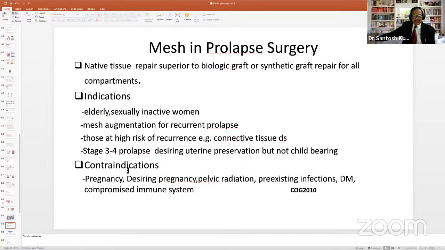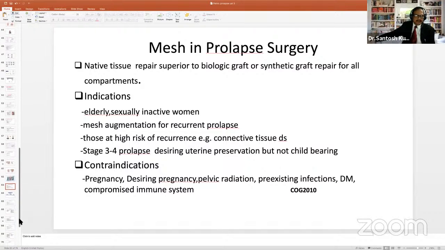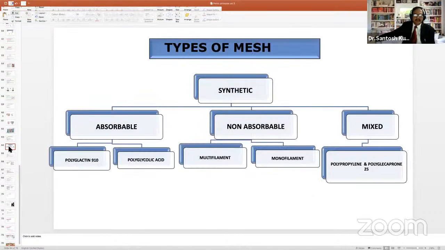Contraindications of using mesh are pregnancy or desire of pregnancy, pelvic radiation, pre-existing infection, or diabetes, in which chances of infection are quite high. Here are the types of mesh one can use: absorbable and non-absorbable.